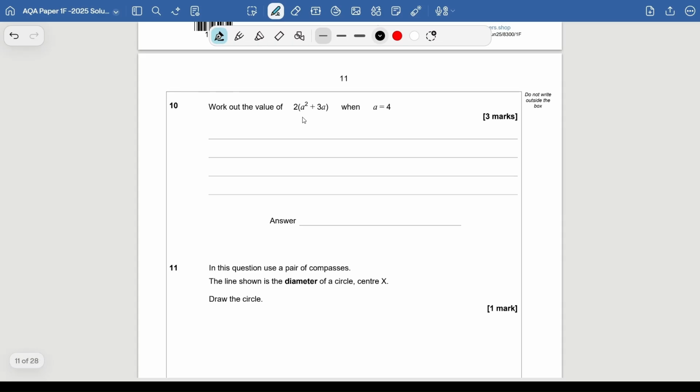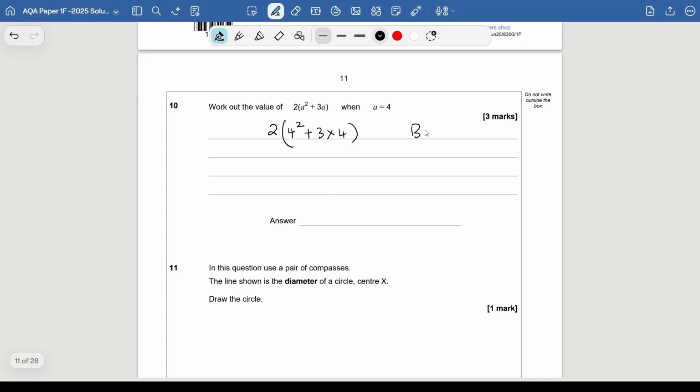Work out the value of 2 times a squared plus 3a, where a is 4. So you need to evaluate this expression by substituting a is 4. So replace a by 4 in this expression. So we write it like 2 times a squared. A squared will be now 4 squared, plus 3 times a, that is 3 times 4.